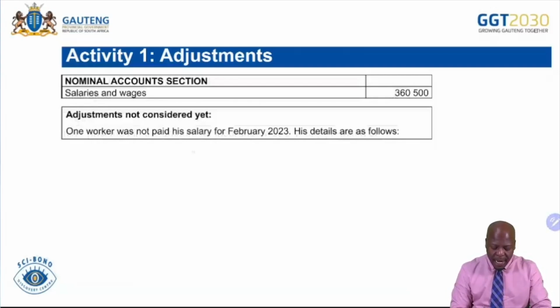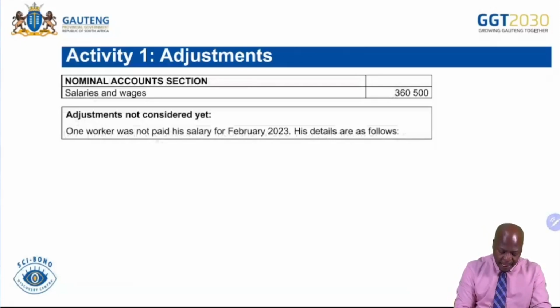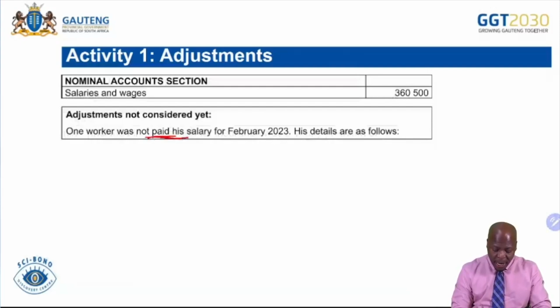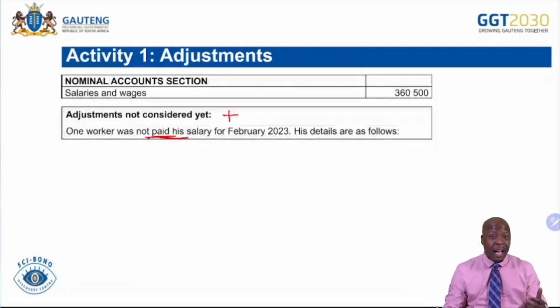One worker was not paid his salary for February 2023. His details are as follows. So the moment a worker is not paid, that means this is an expense that is owing. Already in my mind, I know this is an expense that has not been recorded. So I already know that my sign is going to be a plus. I'm going to be adding certain amounts.